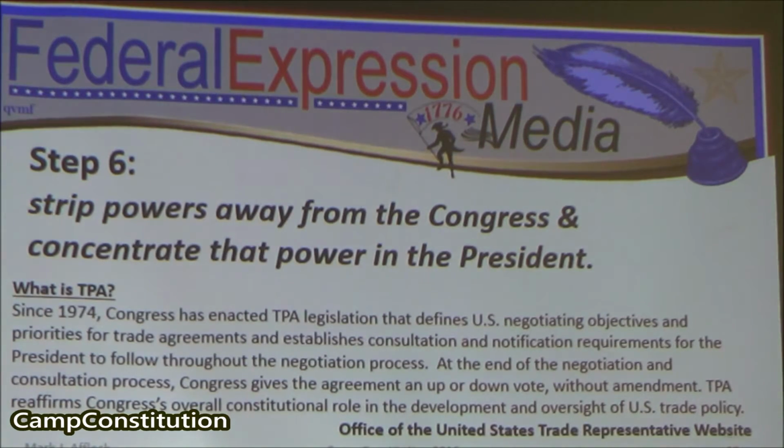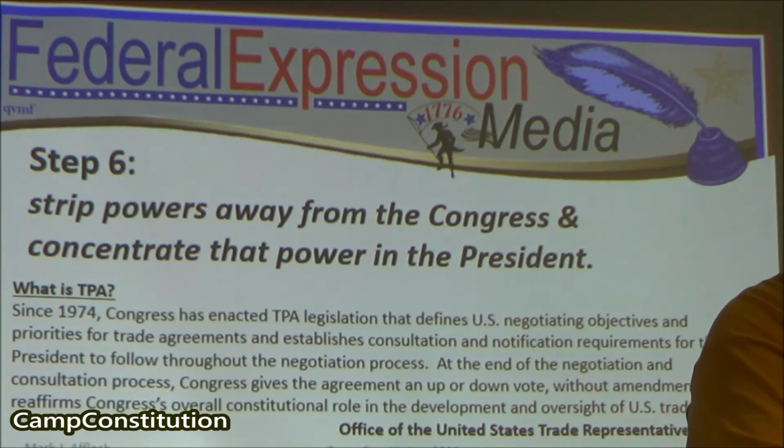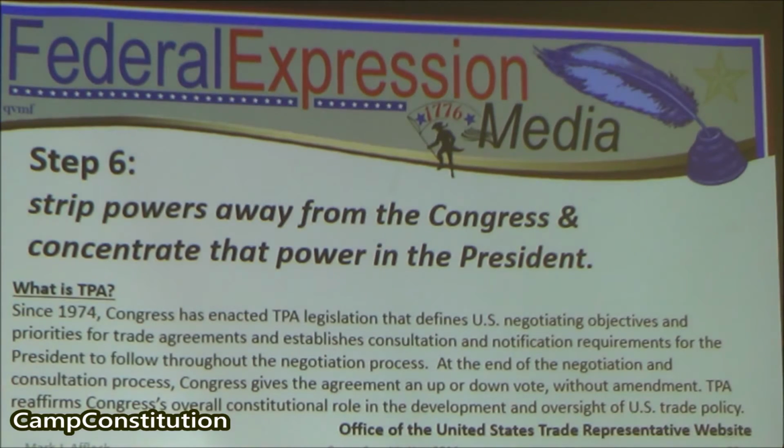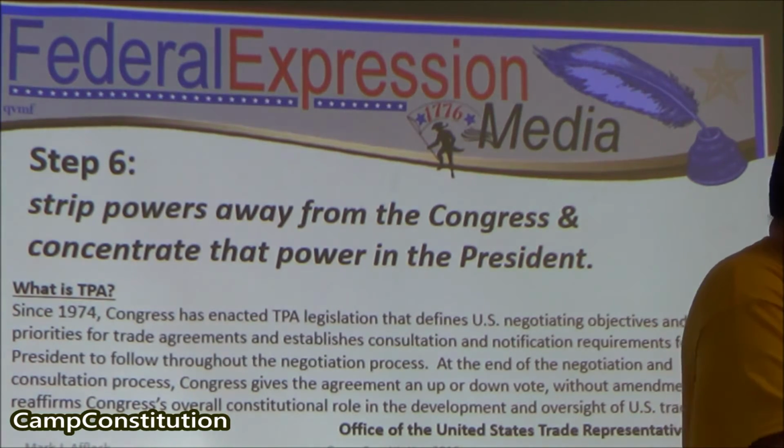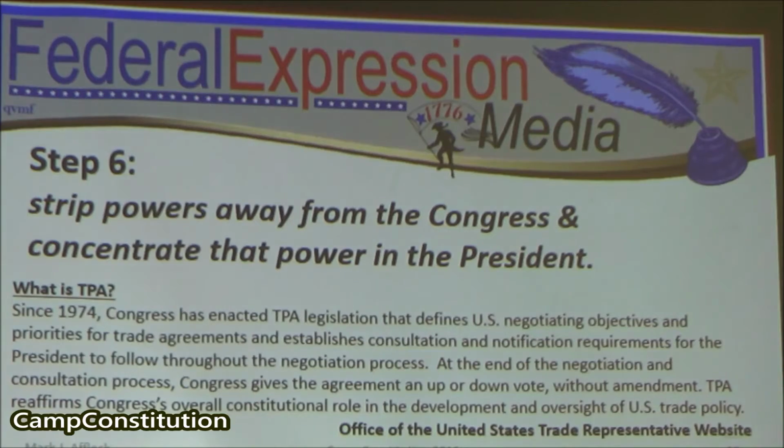Step 6, the Dulles statement wants to strip power away from the Congress and concentrate the power in the President. We see that specifically today in what's called TPA. Anybody heard of TPA before? TPA is the trade... Who said that? Fast track. Fast track, that's right. Trade Promotion Authority, fast track, right?